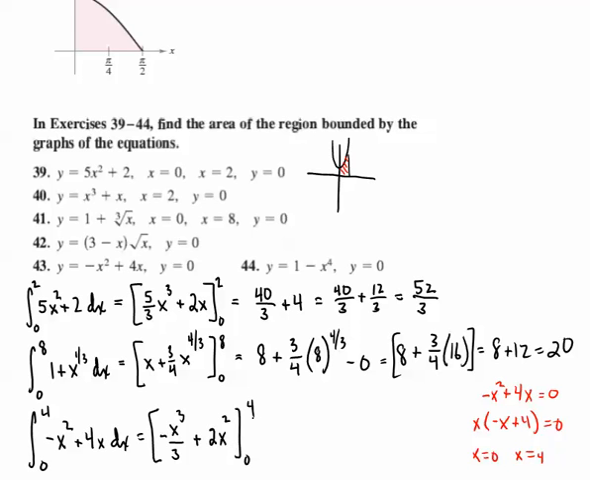I'm going to evaluate that at 4. So 4 to the third power: 4 times 4 is 16, times 4 is 64. Negative 64 over 3. Then 4 squared is 16, times 2 is plus 32. We're going to end up with negative 64 over 3, converting the 32 to 96 over 3, which gives us a positive 32 over 3 for the answer there.